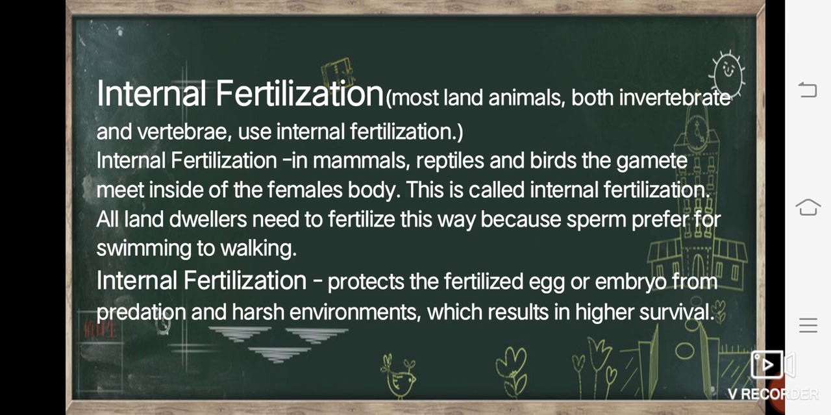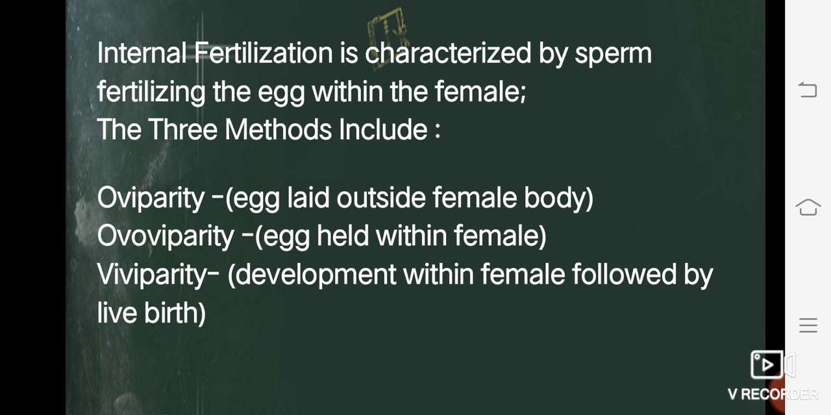All land dwellers need to fertilize this way because sperm prefer swimming to walking. Internal fertilization protects the fertilized egg or embryo from predation and harsh environment, which results in higher survival.